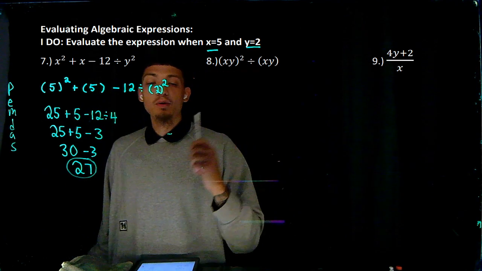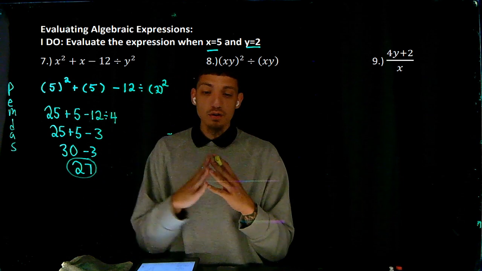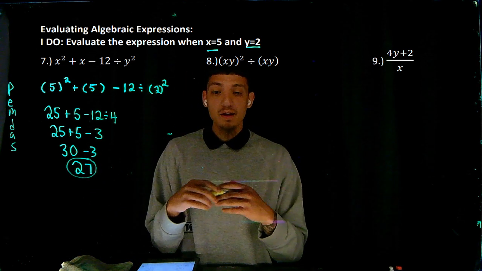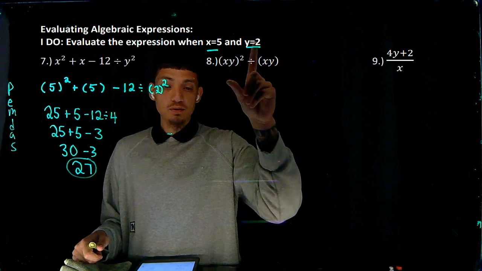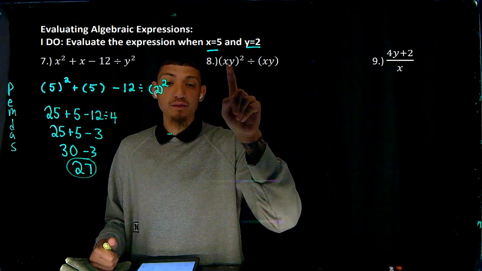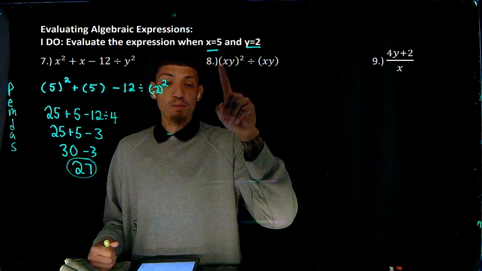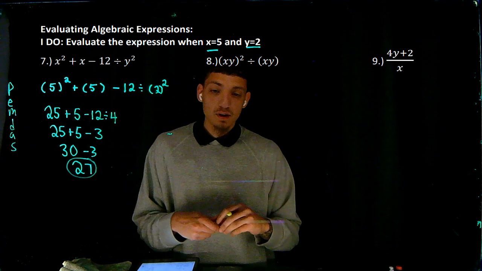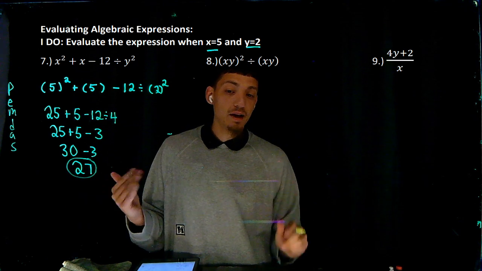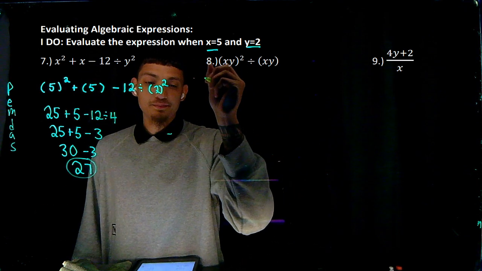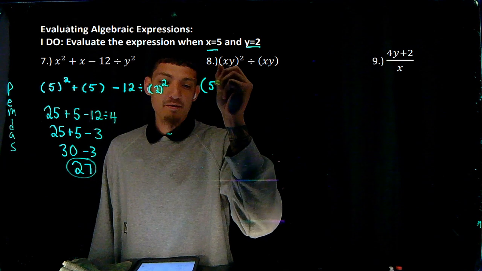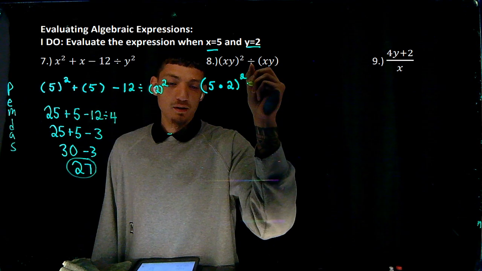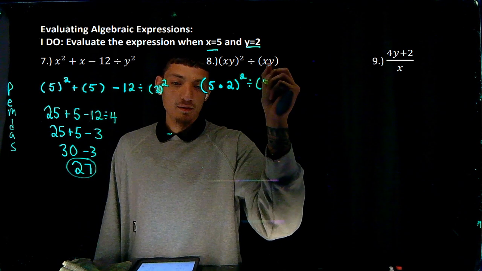So number 8. Guys, when I tell you to use parentheses, I really mean it, because so many people in the past plugged 5 and 2 in for this problem and said this was 52. This is not 52. Remember, when you have two variables right next to each other, that means to multiply. So that's like saying 5 times 2, not 52. So we have 5 times 2 squared divided by 5 times 2.